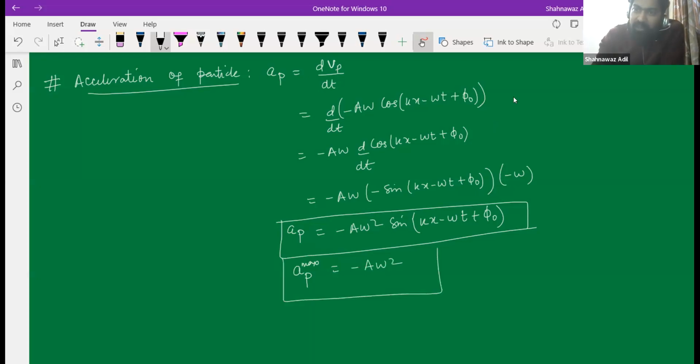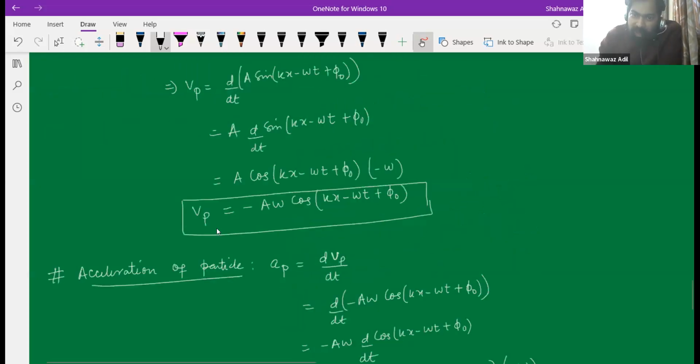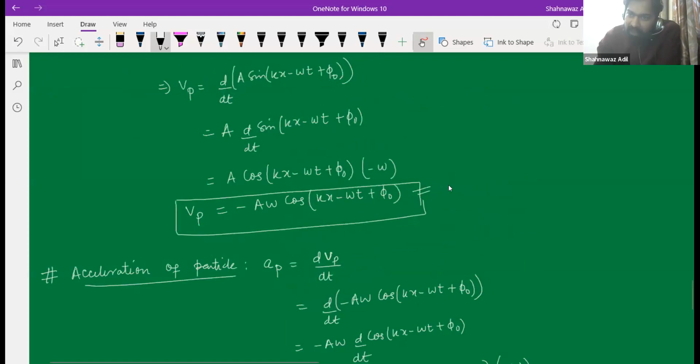Similarly, we calculate the maximum velocity. So Vp max would be how much? For Vp max, this cos theta would be 1 in magnitude, so that would be A omega.